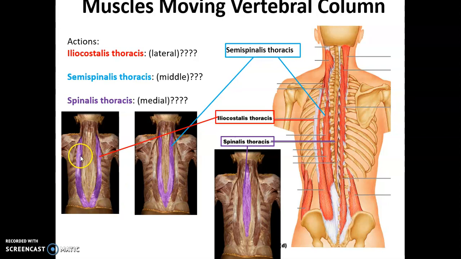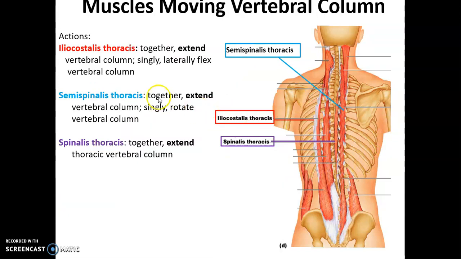So furthest out, most laterally, iliocostalis thoracis. More medially is the semispinalis thoracis, and the most medial is the spinalis thoracis running along the spinous processes. And all of these muscles have very similar action in that when they act together, when both the right and left sides are acting together, they extend the vertebral column. They take you from, say, a bowed position to standing straight up, or even hyper-extending backwards. So all three of them extend the vertebral column when acting together.